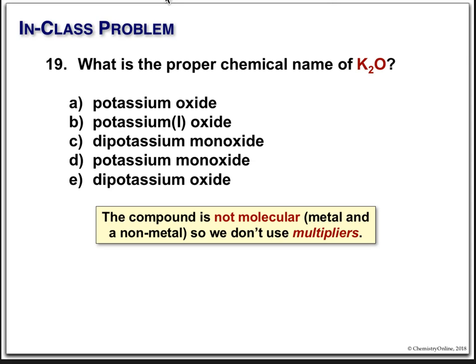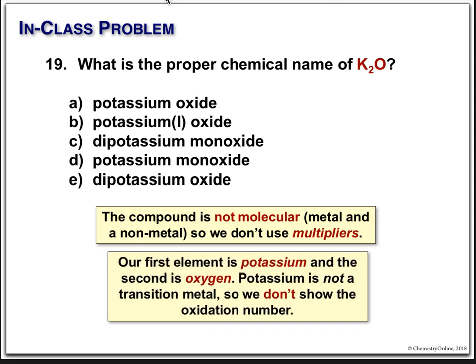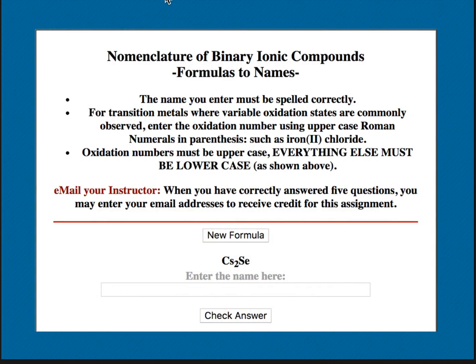Second thing we need to do is figure out if this is a transition metal. Because if it's a transition metal, we're going to have to indicate the charge. So we again look, we see this is in the first group. That is not transition, so we don't need the oxidation number. Okay, so we have potassium and we have oxygen. No multipliers. What is it? Potassium oxide. If you want practice, of course, there's a tutorial for naming simple binary ionic compounds. Cesium is not a transition metal, so we don't need charges. Any questions?